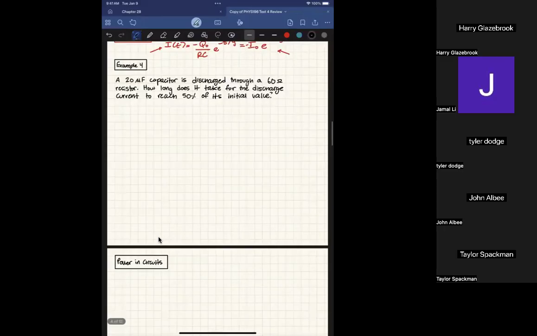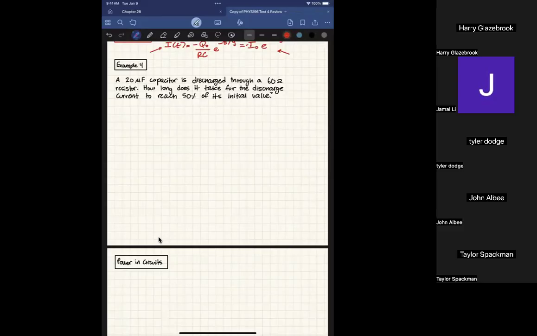Okay. So this is an example you might see on the test, especially since Dr. Kim likes more of the short answer multiple choice. So this is a good question that he might put in there. We have a 20 microfarad capacitor and it's discharged through a 60 ohm resistor. It's asking us how long does it take for the discharge current to reach 50% of its initial value.